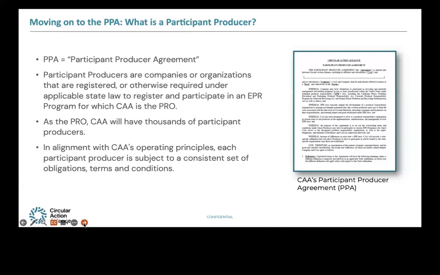So terms and conditions include CAA's obligations as a PRO, the producer's obligations as the regulated entity, including reporting, record keeping, and fee obligations. Confidentiality and dispute resolution and other items are also addressed in the PPA. So companies that sign the PPA will receive access to CAA's producer services team, our reporting portal, various forms of guidance and trainings to begin preparing in a timely manner for reporting. And in Oregon, that first deadline is coming up here at the end of Q1, at March 31st.